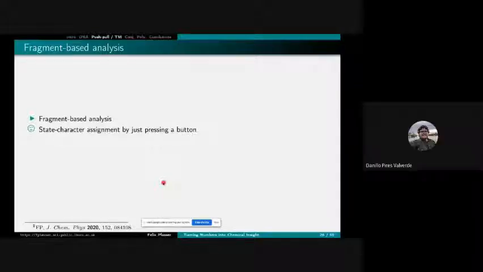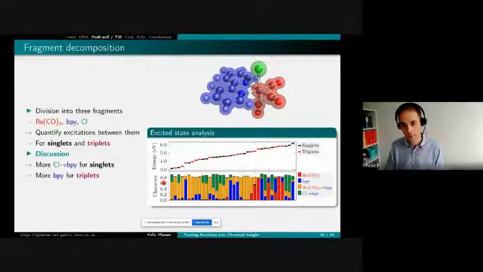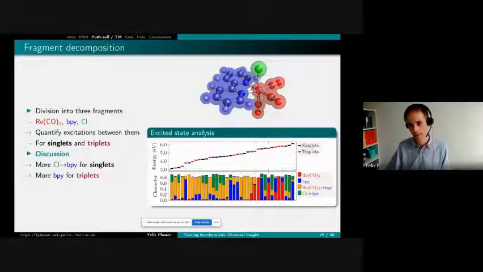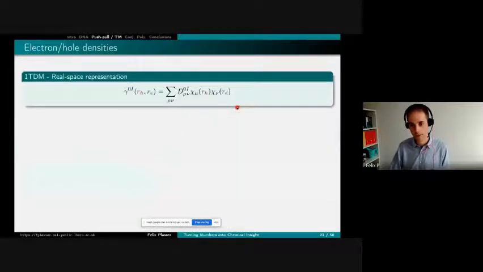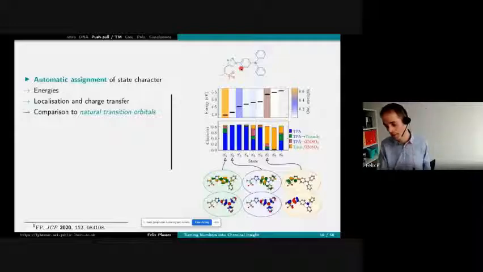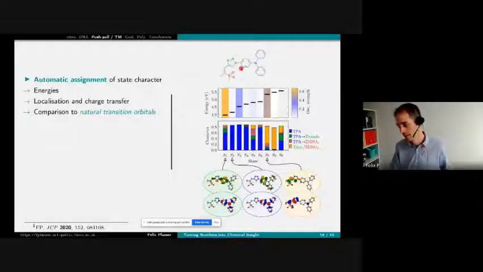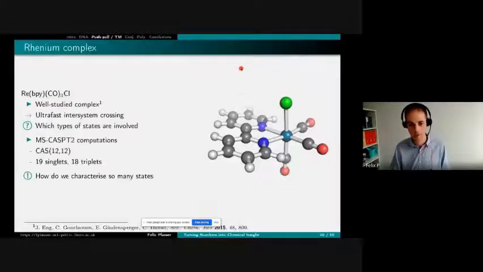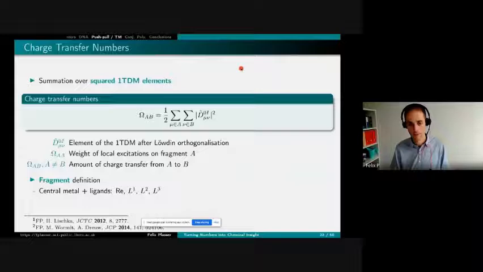So what's the best way to select the fragments in a molecule? If you have a transition metal complex, you can do the transition metal and the ligands. If you have a push-pull system like we had here, then it's also logical where the push part is and where the pull part is. But there's no generally perfect solution, so you have to know about the chemistry beforehand before you select the fragments.